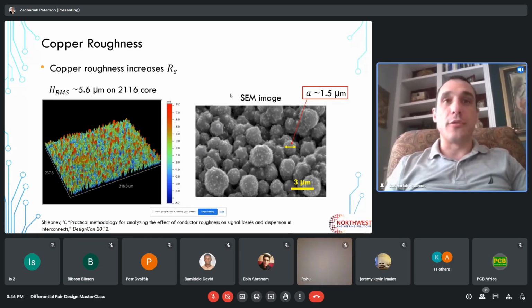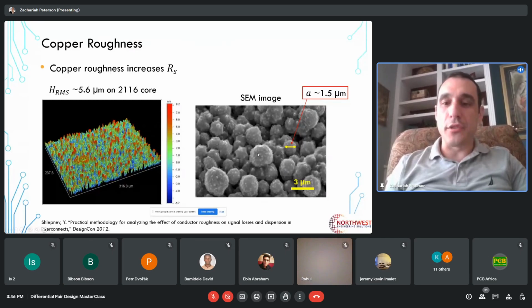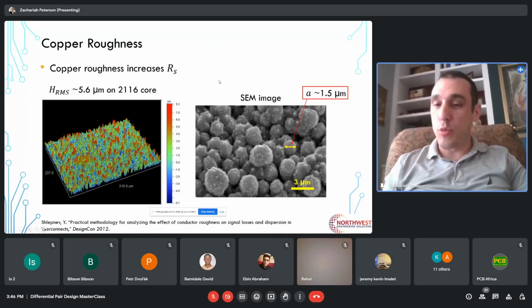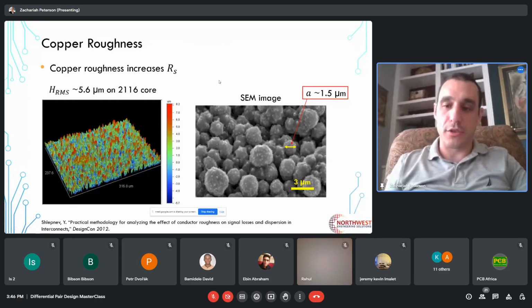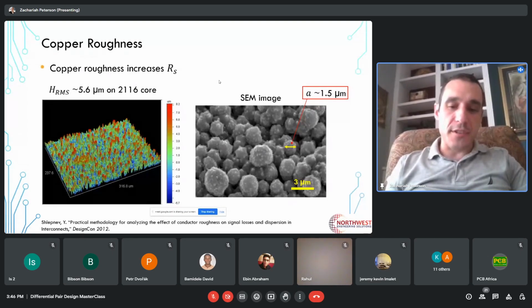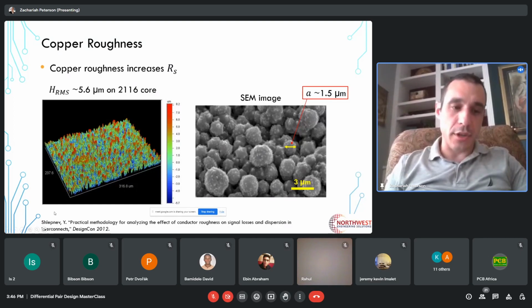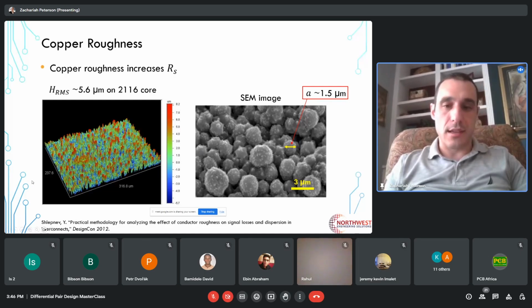So unfortunately, without microscope images of copper foils, you generally have to assume what that copper looks like and what model you're using. These roughness models have been explored pretty extensively in the literature. Here's one of the earlier papers from Yuri Shlepnev. Bert Simonovich is also well known as someone who has done a lot of work researching copper roughness.